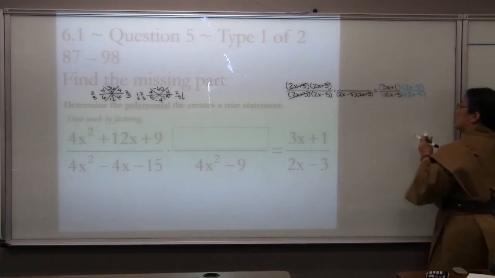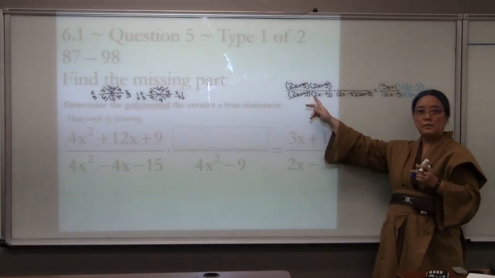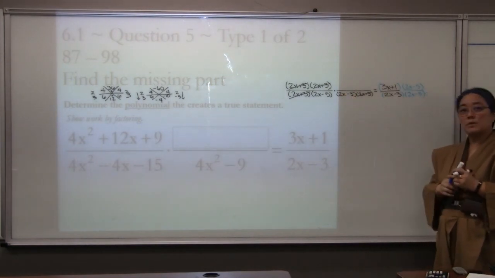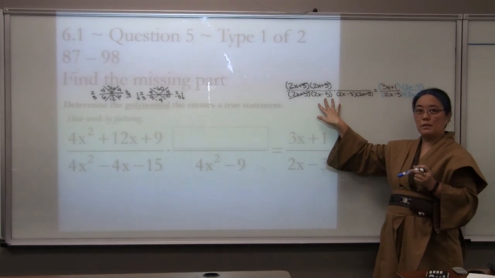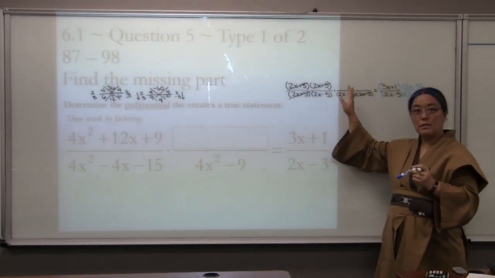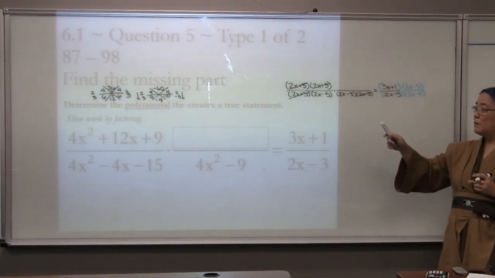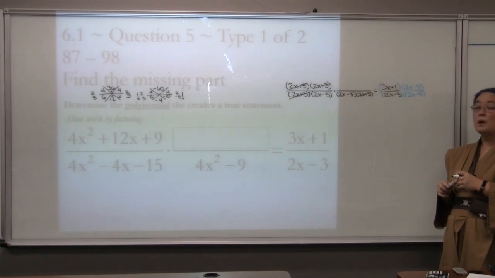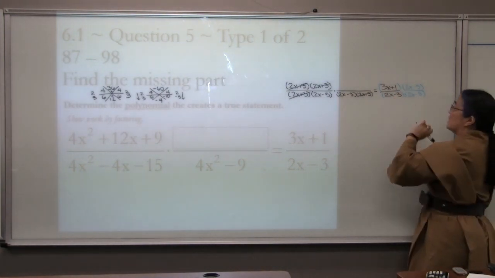Just like in chapter 2, you'll notice that everything on the numerator has been canceled out except for what goes in this box. So now that everything on the bottom matches everything on the bottom, everything on the top will match everything here that would go in that box. Some students want to stop here, but if you look at the instructions, it says determine the polynomial that creates a true statement. This is not yet a polynomial.